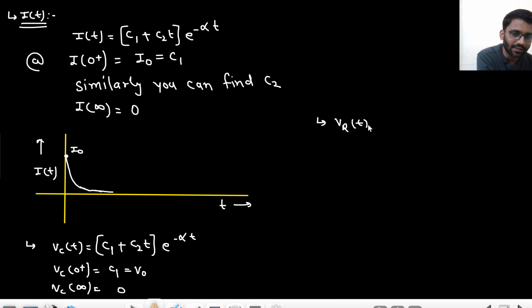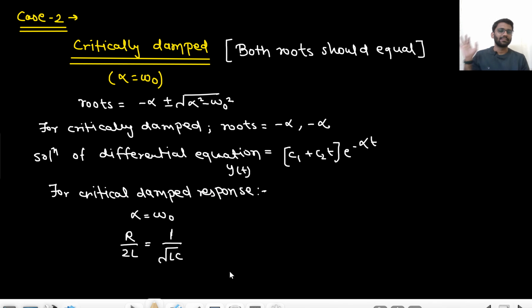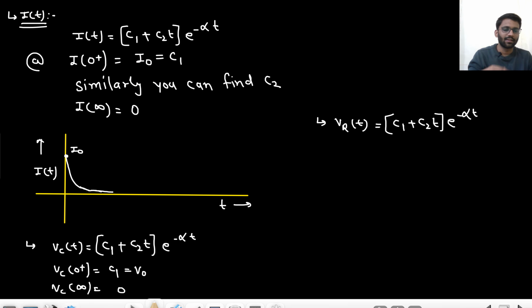For V_R(t) if I am writing, what will be your V_R(t)? V_R(t) would be (C1 plus C2 t) e to the power minus alpha t. Now all this will be decided on the value of R, L and C. The way the values of R, L and C are selected, it will be critically damped, underdamped or overdamped. So we don't know the values of R, L and C. When we solve the numerical example, we will get to know.